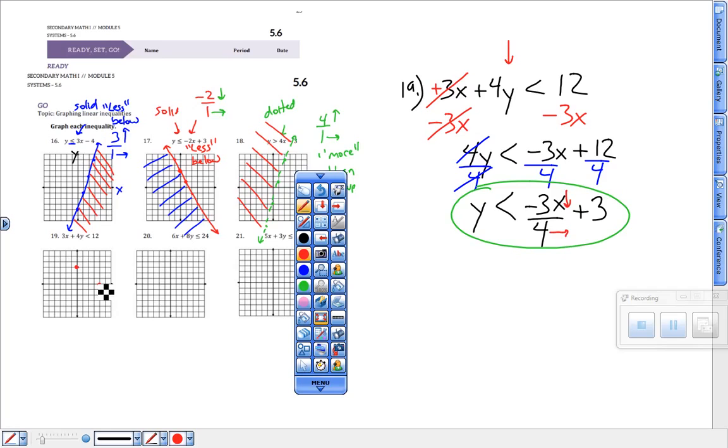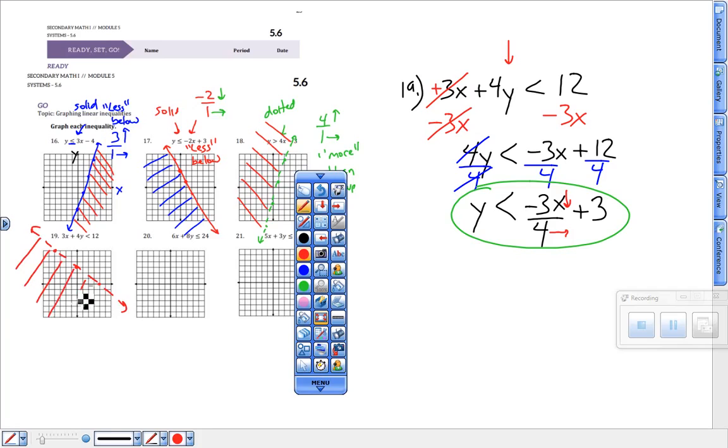Up, can't go anymore that way. Up 3, left 4. Up 3, left 4. I could go that way though. And then my inequality is dotted because that inequality does not have the equal line under there. And then that inequality is less than, shade below.